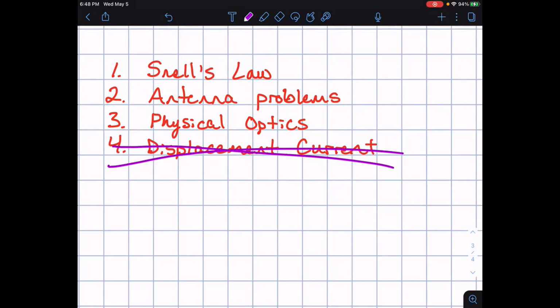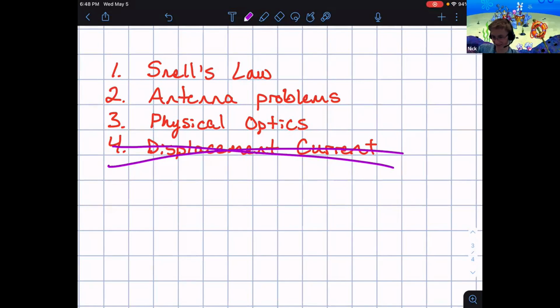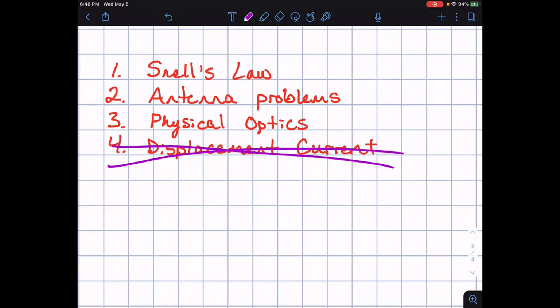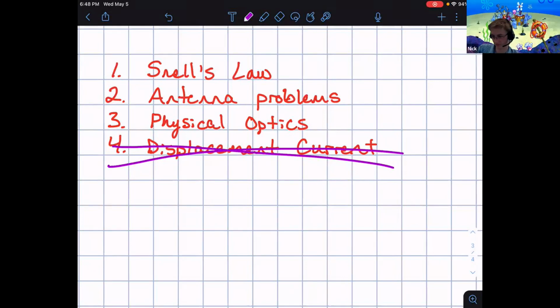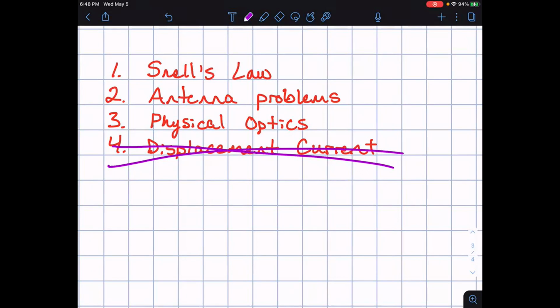Okay. Yeah, that's exactly what I thought. Physical optics and antenna problems. I think it's fair to say those would be on the exam. If we knew, we would definitely be doing those. It looks like overwhelmingly physical optics problems. That sounds good. I will start with one of those problems.